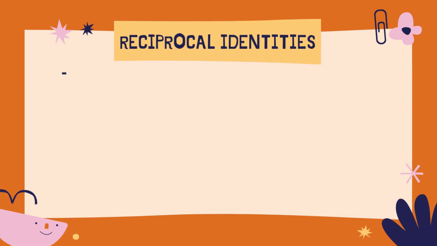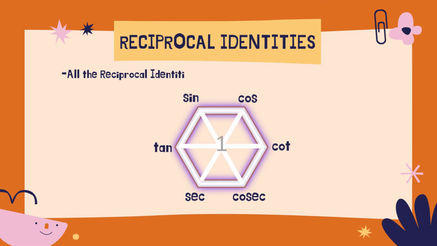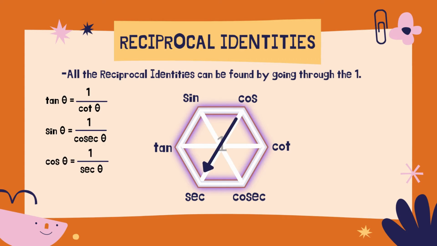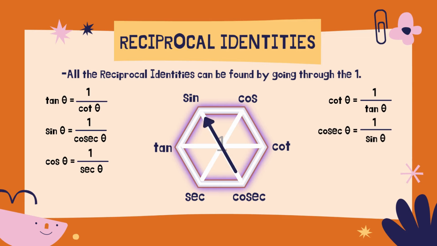Reciprocal identities. All the reciprocal identities can be found by going through the 1. In order to find tan theta, we need to go through the 1 on the superhexagon, which leads us to cot. So the formula for tan will be tan equals 1 over cot. For sine, sine equals 1 over cosecant. Cos equals 1 over secant. Cot equals 1 over tan. Cosecant equals 1 over sine. And the last one, secant equals 1 over cos.